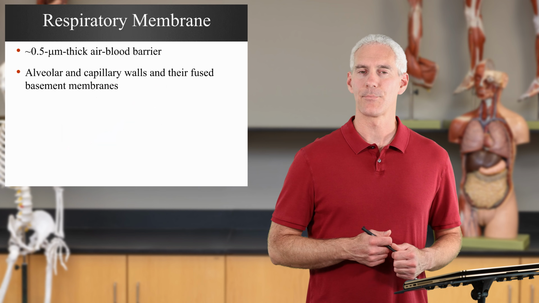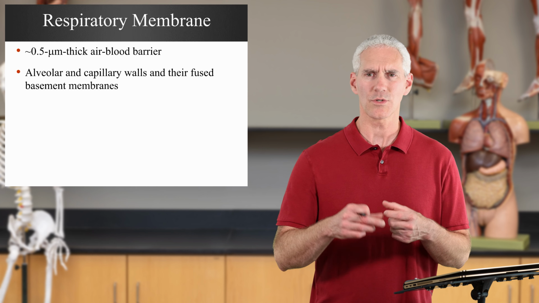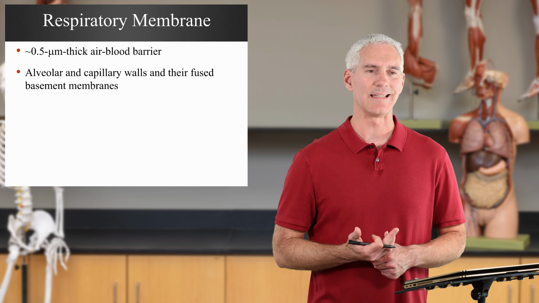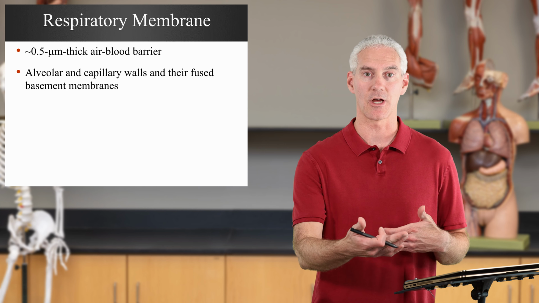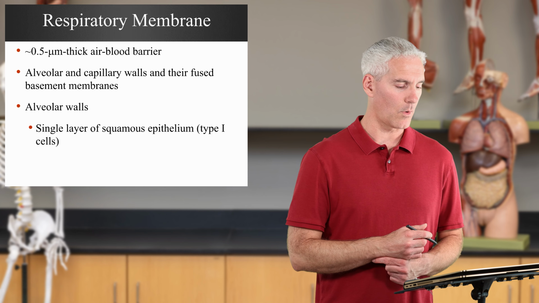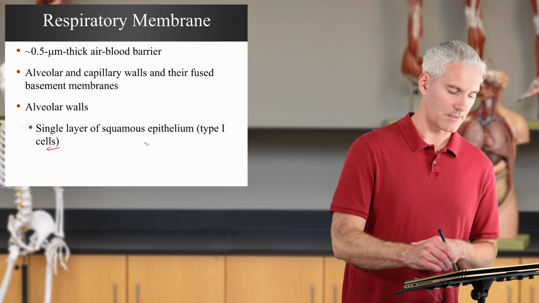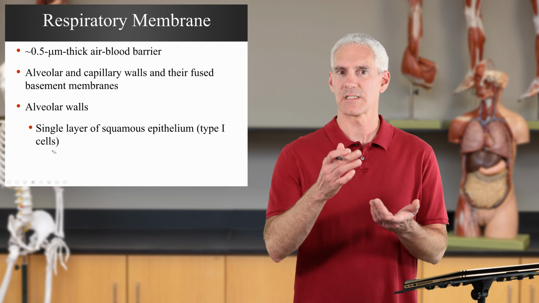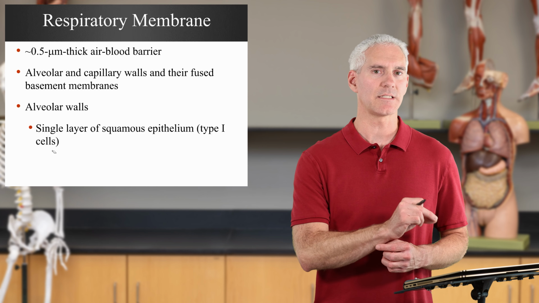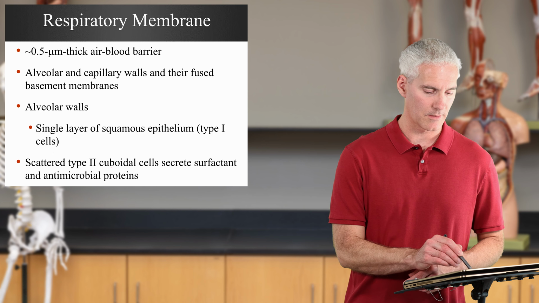Now, the actual membrane of the alveoli is about 0.5 micrometers thick. We're talking very, very thin at this point. The reason it's so thin is to optimize gas exchange of both oxygen and carbon dioxide. Now, in the alveolar walls, you're going to have these type 1 cells. The type 1 cells are simple squamous, nice and flat, nice and thin. But scattered throughout these type 1 cells are type 2 cells. Now, type 2 cells are cuboidal.